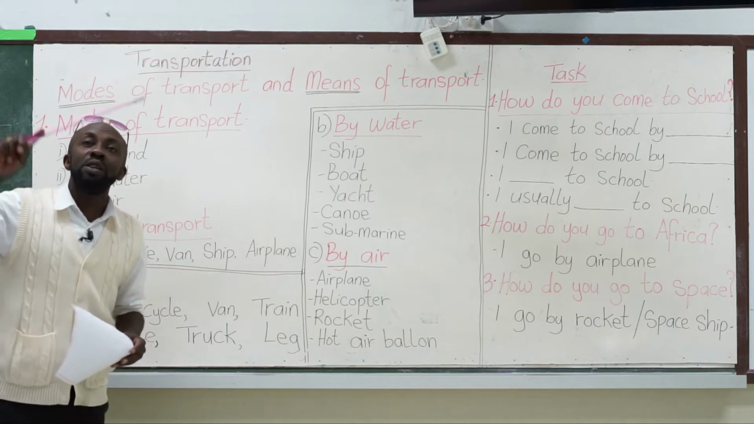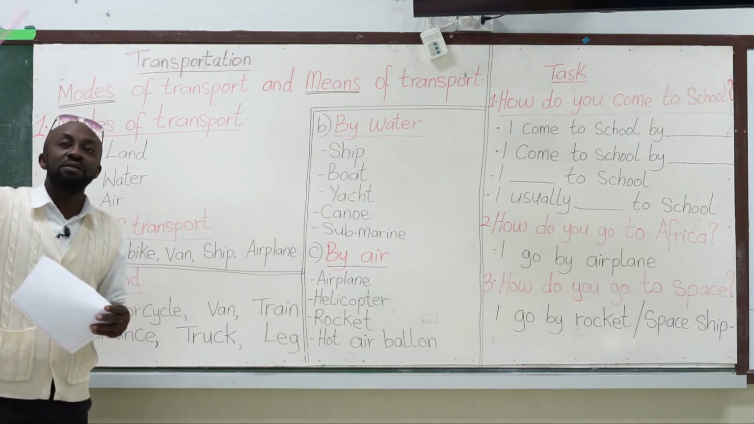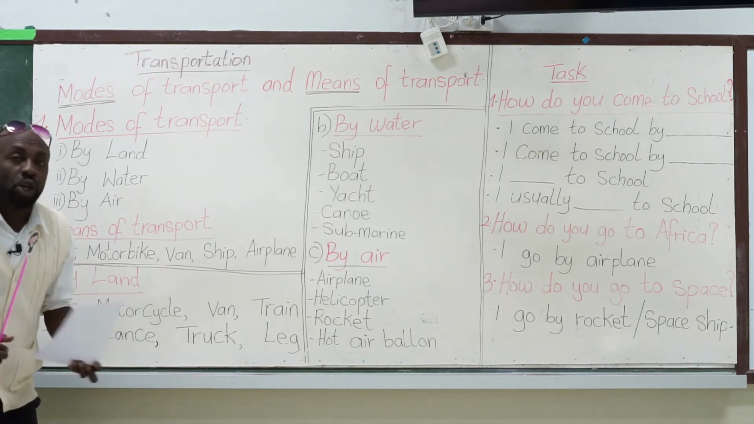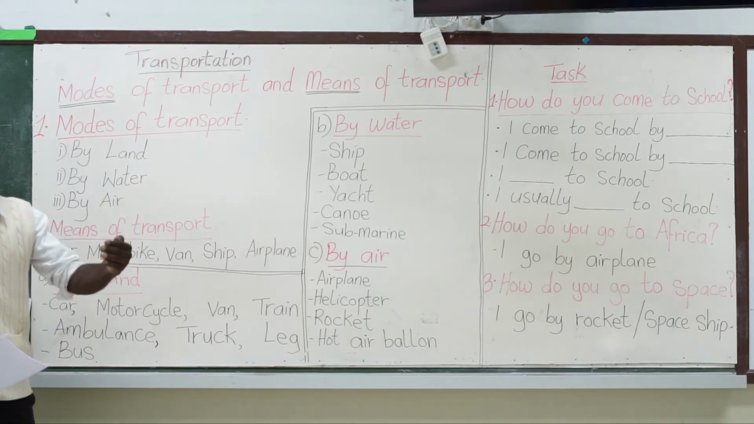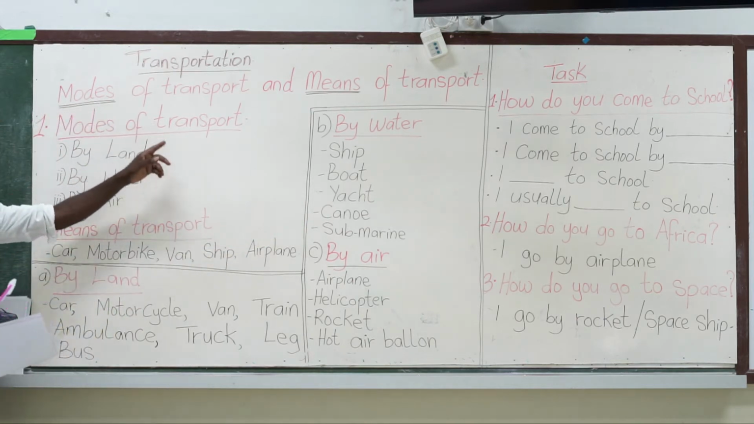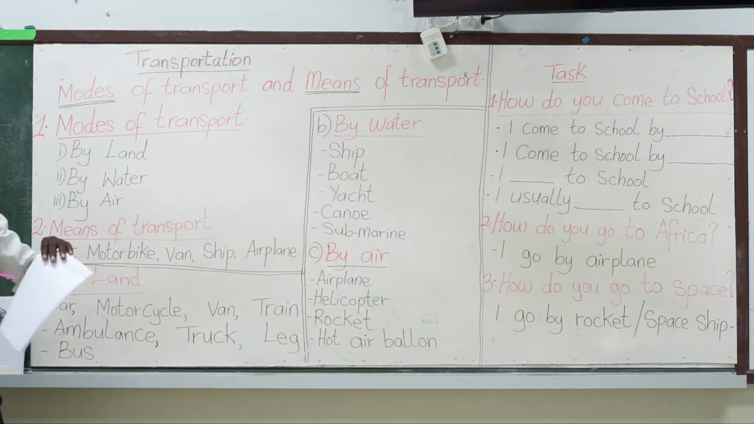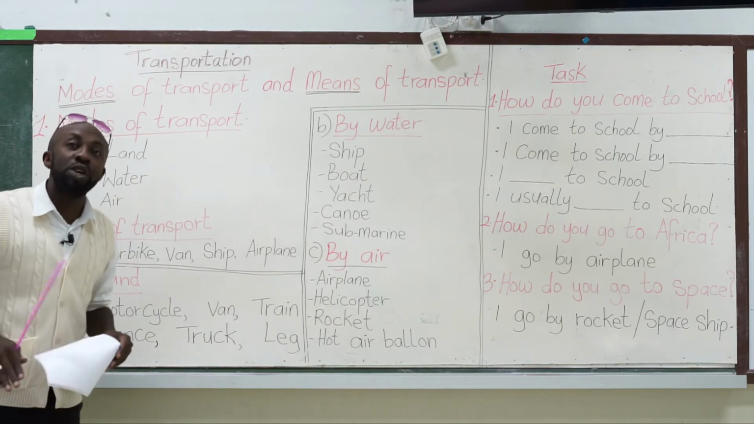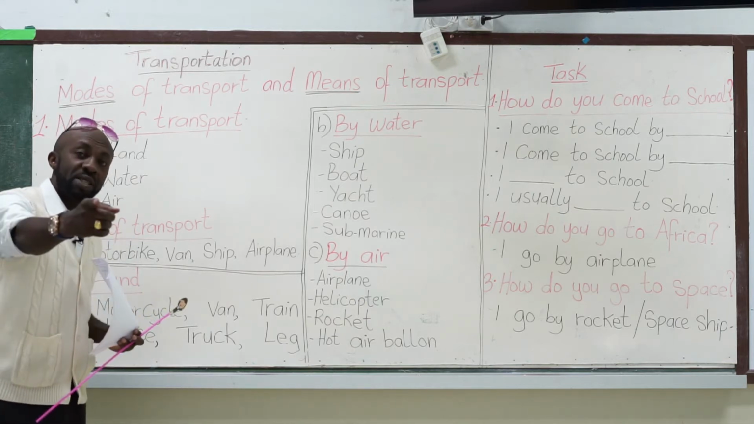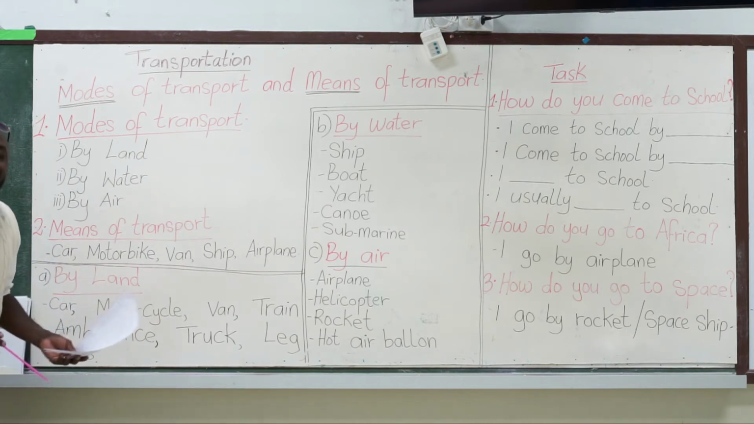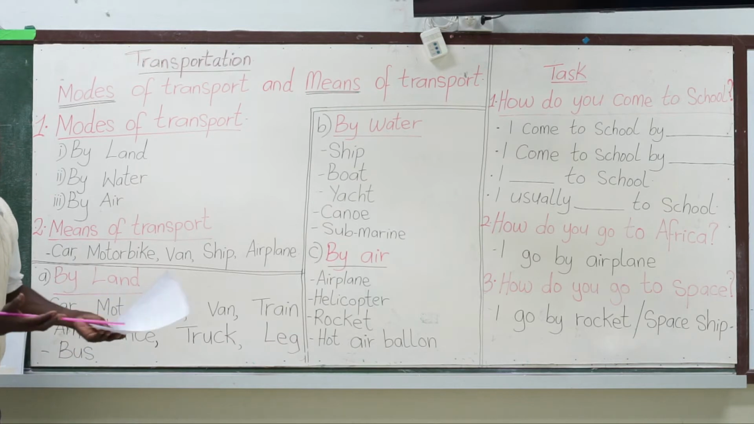If we are traveling by air, it means we are traveling in the air. If we are traveling on land, it means we are traveling on land. If we are traveling by water, it means we are sailing on water. So, modes of transport are the medium in which or on which we travel. Do you understand? Good. While means of transport are the vessels or the vehicles which we use in traveling.